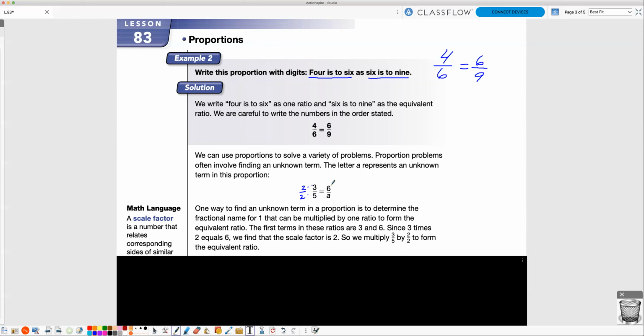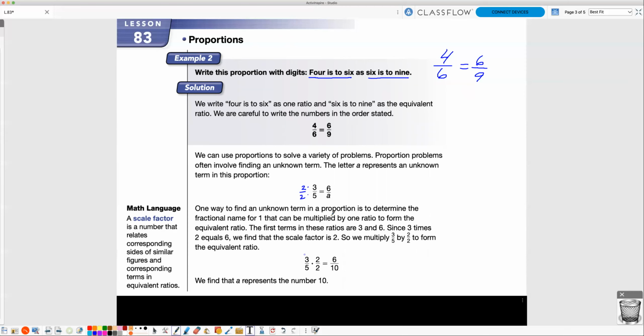So 6 is already done there. 2 times 5, that means A would be 10. So A equals 10. And you can check that these are equivalent or proportionate by taking 3 over 5. 3 is to 5 as 6 is to 10. And if you were to do the cross multiplication of that, 5 times 6 is 30, and 10 times 3 is also 30. And because these two numbers are equal, these ratios are proportionate.